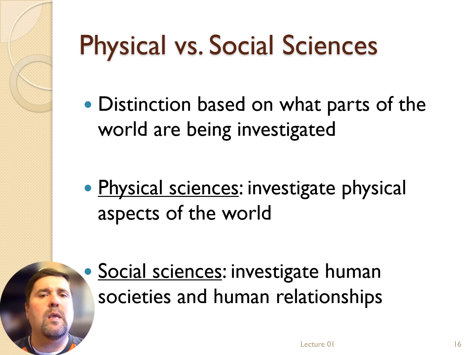The one most people probably learned in grade school is the distinction between the physical sciences and the social sciences. This distinction is based on what parts of the world the science is interested in investigating. Physical sciences, like chemistry, physics, and geology, are interested in physical things and the processes that affect them. Social sciences are interested in human societies and relationships among individuals within them.